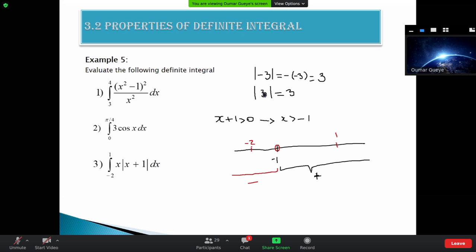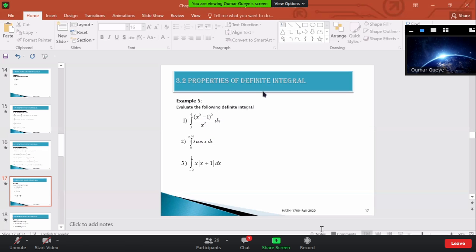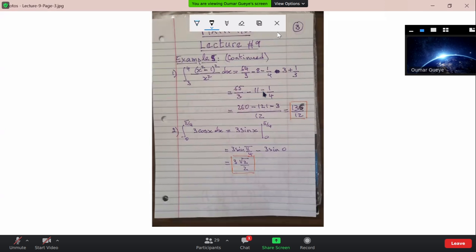We integrate from -2 to -1, and we add the integral from -1 to 1, because the sign is different based on where x is. If x is between -2 and -1, x plus 1 is going to be negative. But if x is between -1 and 1, x plus 1 is going to be positive. And that's what I use here to solve this example.